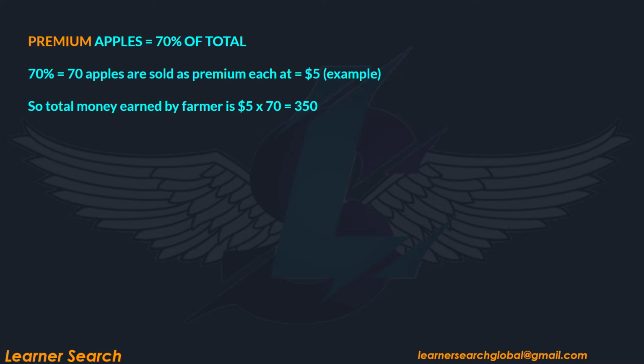From the example we discussed, let's see how much money a farmer makes. Premium apples are 70% of 100 apples. 70% means 70 apples are sold as premium and each at $5, let's assume. So the total money earned by the farmer is 5 into 70, which is $350.